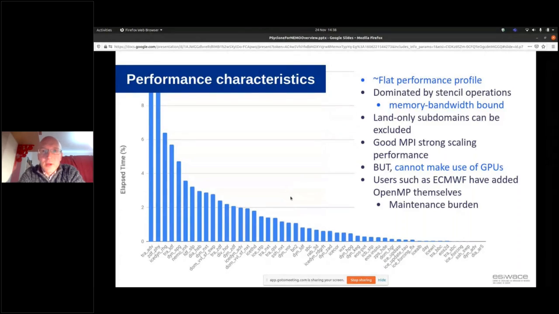But as I noted on the previous slide, it can't make use of GPUs. And obviously, if you look at the top 500 or the top 10 of the top 500, that's getting to be a bit of a problem, because most of the big machines, much of the compute power on them is made up of GPUs. Some people have taken matters into their own hands a bit. So ECMWF, because of the way they couple NEMO with their atmosphere model, have had to add OpenMP themselves, and they've taken on then that maintenance burden of keeping an OpenMP version of a code base that doesn't have OpenMP in it by default.